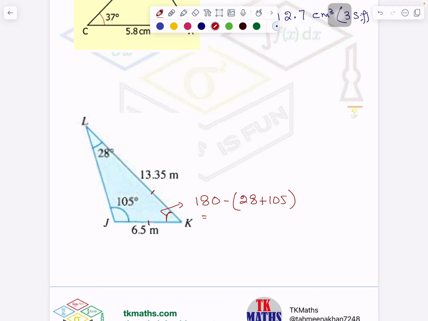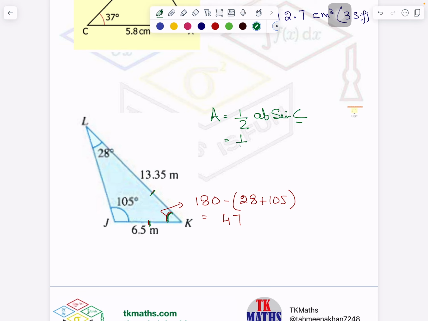180 minus, so I got here 47. So now I can apply the formula for the area of a triangle, which will be half. Now usually when students write like this, you can also, no problem. AB are basically the sides which are given to you, and C is the angle between them, okay?